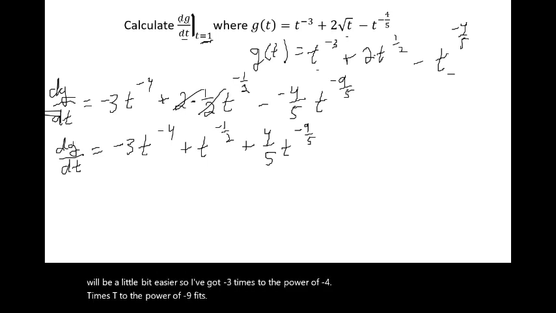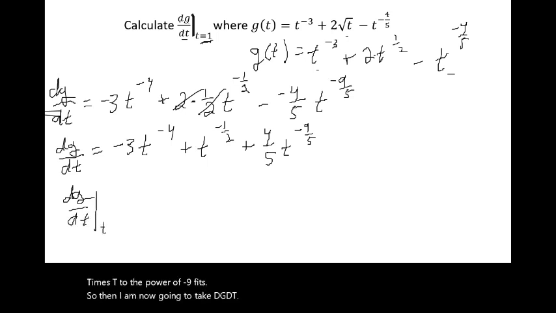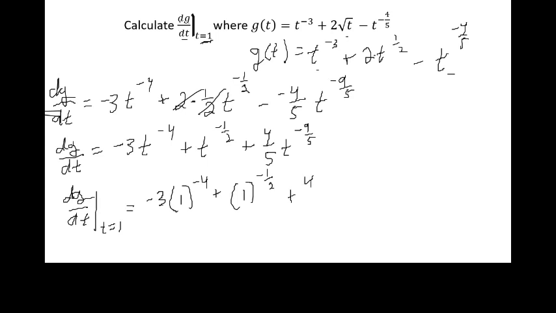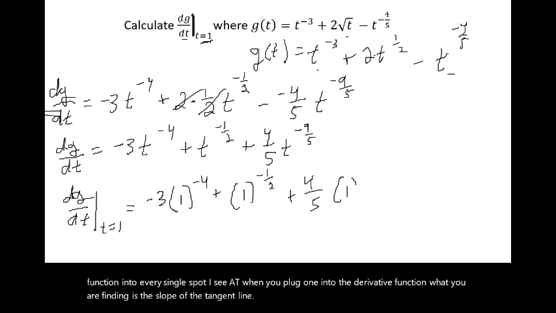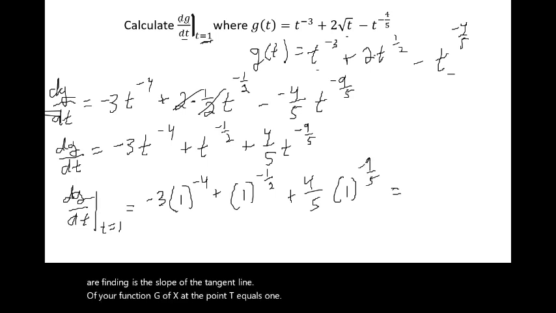So then I am now going to take dg/dt and evaluate it when t equals 1, by plugging 1 into the derivative function in every spot I see a t. When you plug 1 into the derivative function, what you are finding is the slope of the tangent line of your function g at the point t equals 1. So when we evaluate this, we are going to get approximately negative 1.2. And so that is the slope of the tangent line of g of t at t equals 1.